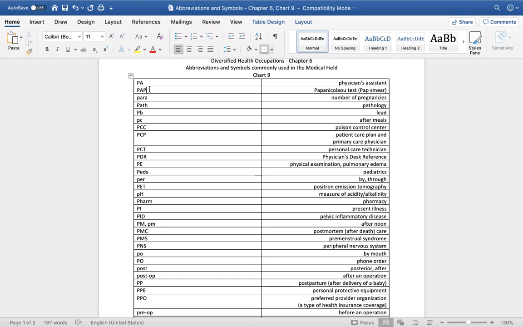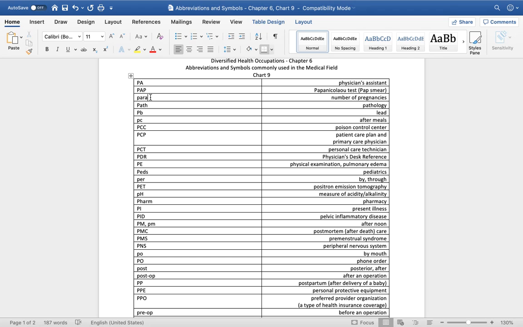PAP, this is for Papanicolaou test. It's a pap smear. This is what happens annually during a pelvic exam. This is the whole point of the pelvic exam, to be able to swab cells from your cervix to test to see if they're abnormal. If they're abnormal cells, it's highly likely that they could turn into cancer. So it's always good to screen at least once a year. I did post a video on that explaining what it is.